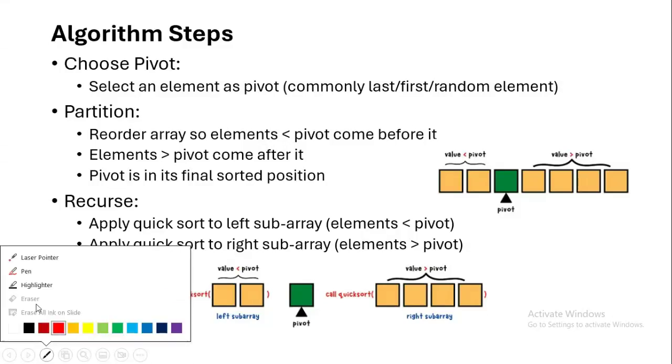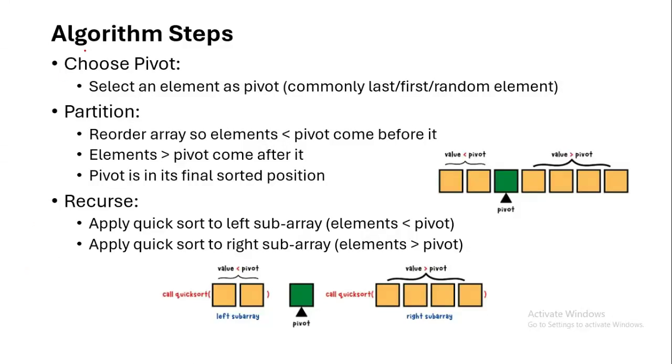So if you observe over here, the algorithm for quicksort has three parts. One is the selection of the pivot. Second is partitioning the elements with respect to the pivot. And the third part is recursively applying quicksort to the left and the right subarray.